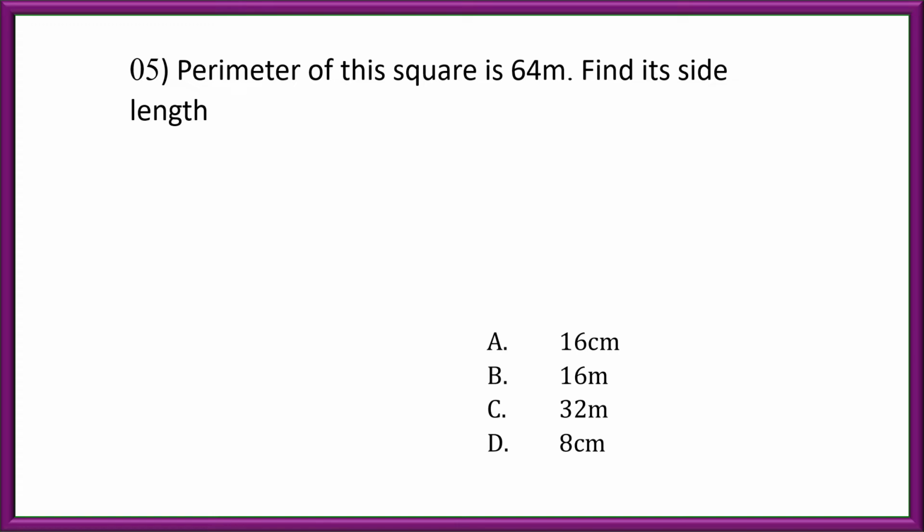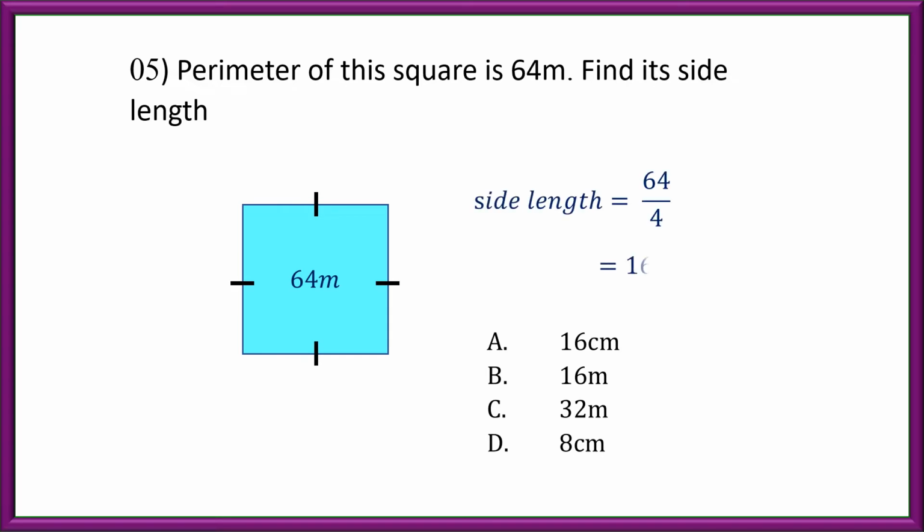Question number 5. The perimeter of this square is 64 meters. Find its side length. You know that in a square, 4 sides are equal in length. Therefore, we can divide 64 by 4. Then the answer is 16 meters. Therefore, answer B, 16 meters is the correct one.